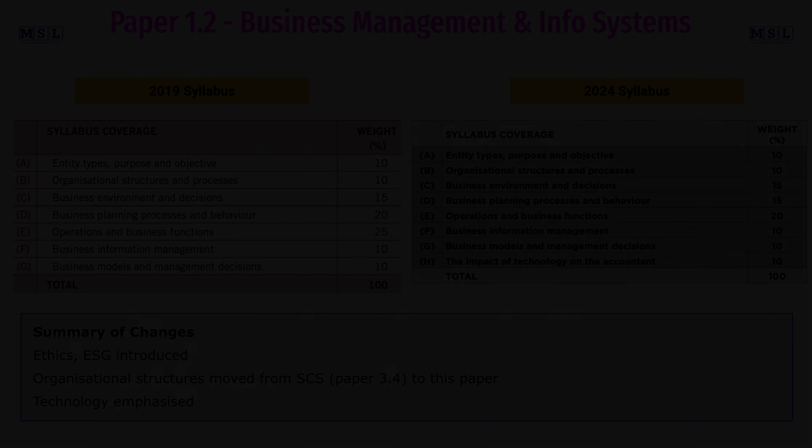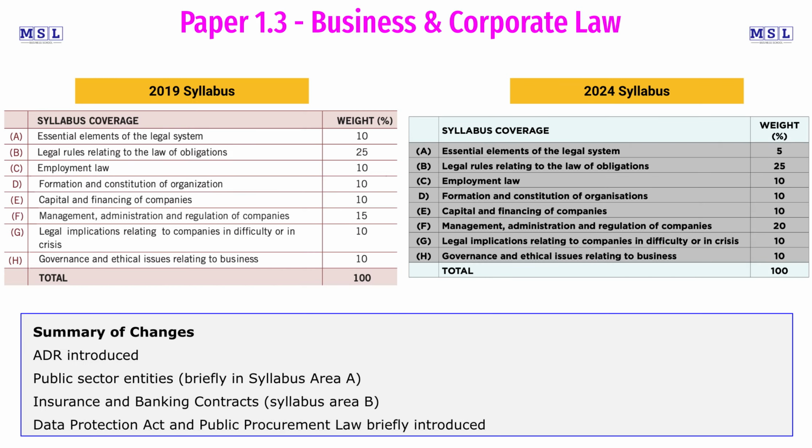Then business and corporate law also saw some changes, right? So we have ADR, alternative dispute resolution, is now a standalone as part of what? If you look into the syllabus, you see it as one of the things candidates should understand, right? So under the law of obligations too, we'll see some other things introduced. So syllabus area A also briefly touches on public sector entities.